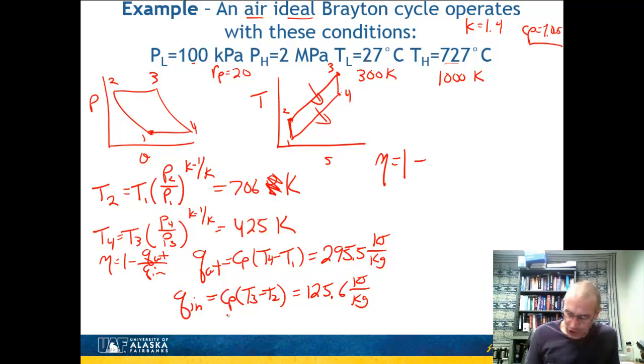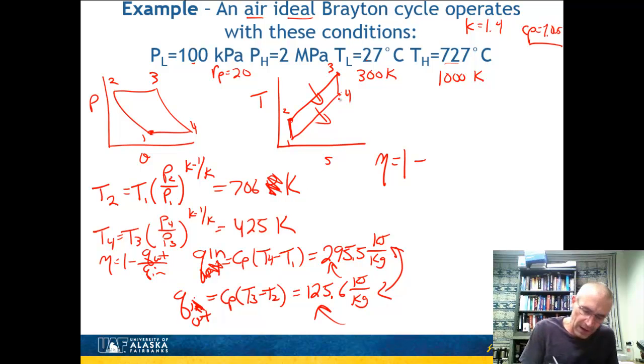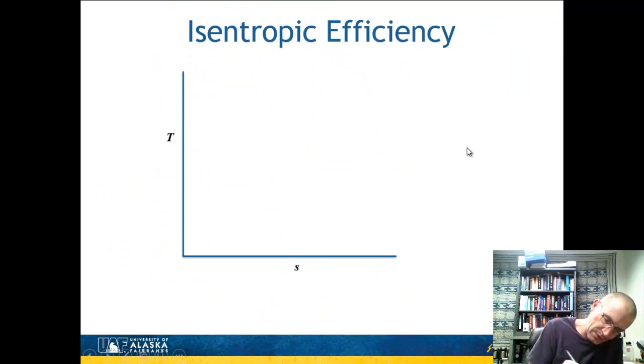Q in minus Q out, which is, sorry, did I mess up those? Oh, I'm sorry, this is Q in, and this right over here is Q out. I got those numbers backwards. So these two numbers right here should be swapped. This right over here is Q out, and this one right over here is Q in. So again, Q in is going to be 3 to 4, but sorry about that. Let's swap those.